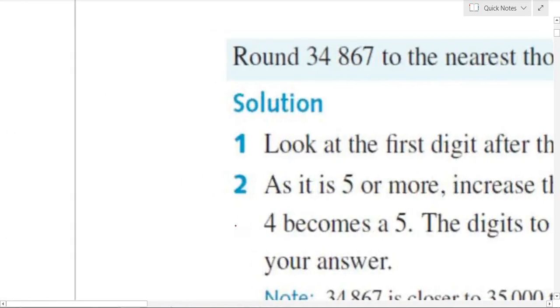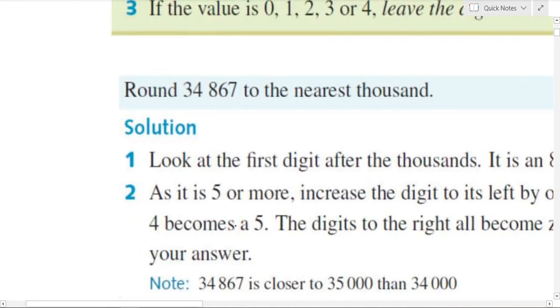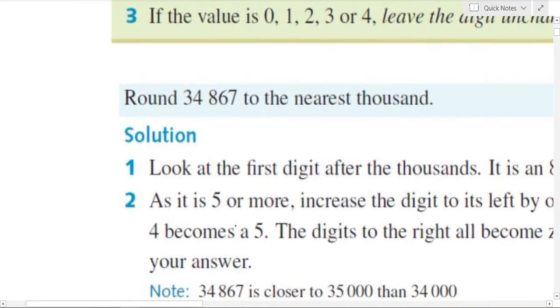We're going to round 34,867 to the nearest 1,000. Looking back at what you learned in years 7, 8, 9, 10, thousands. You're looking at your place value of the thousands. So this is your tens of thousands, these are your thousands, there's your hundreds, there's your tens, and there's your ones. Thousands means I want to effectively change this value here, rounding it to this thousands value.